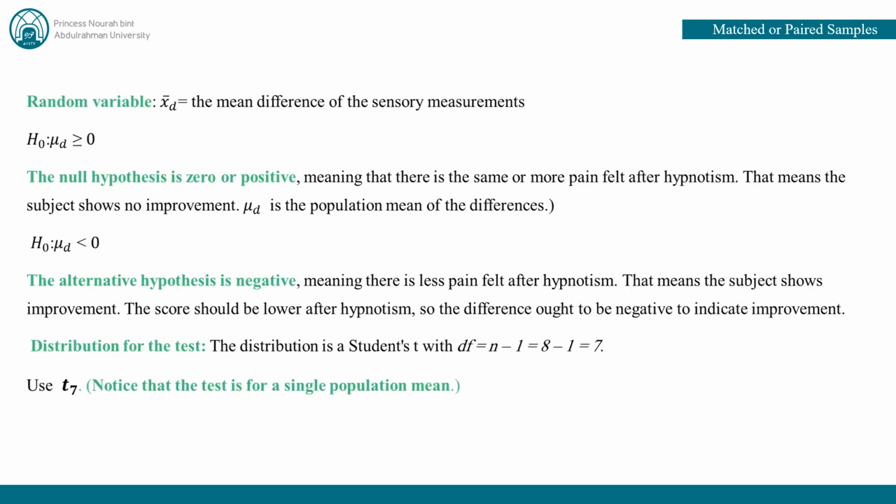Random variable. X bar D equals the mean difference of the sensory measurement.